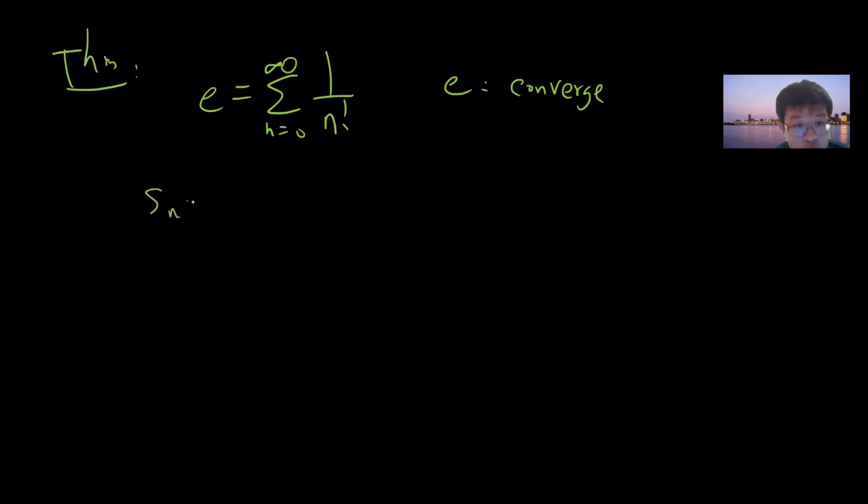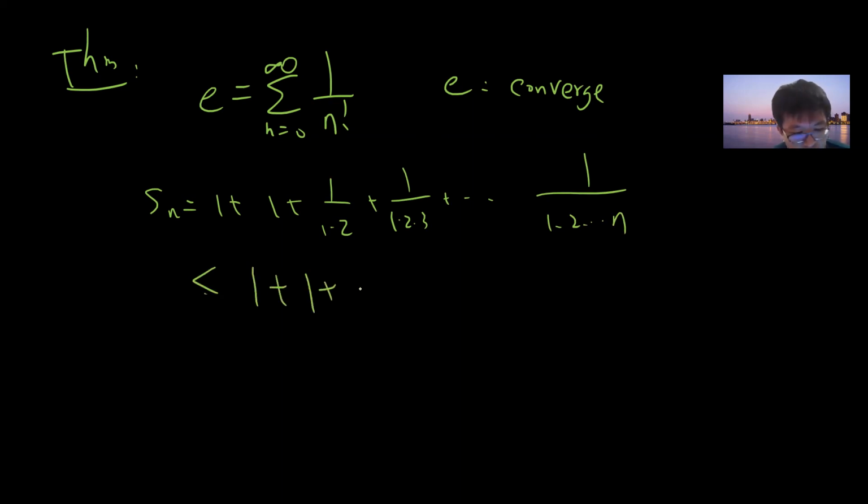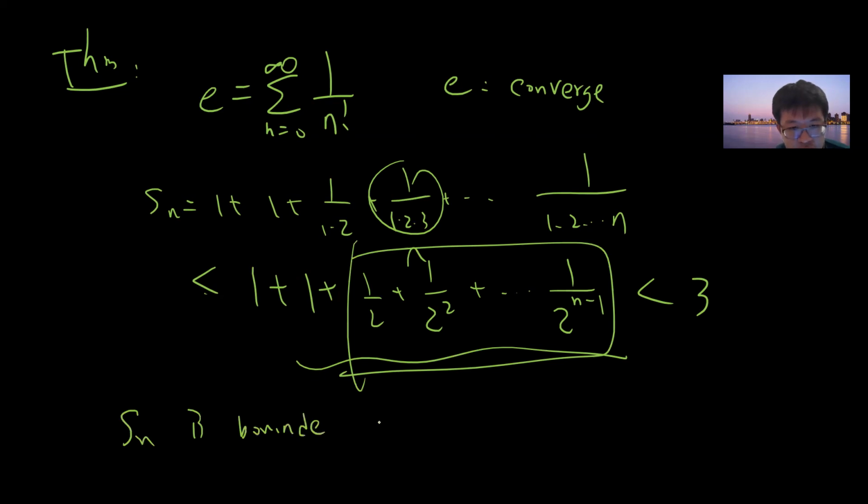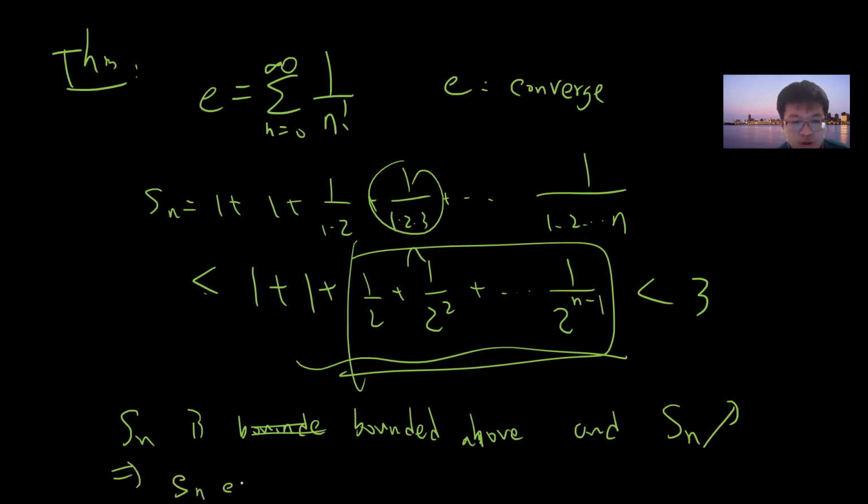Okay, so this is trivial. Let's say S_n is the partial sum, 1 up to 1 over n factorial. So this S_n is less than 1 plus 1 plus 1 over 2 plus 1 over 2 squared, and keep going, you get 1 plus 1 over 2 to the n minus 1, which is less than 3, because this is a geometric series. Okay, so S_n is bounded above. And it is monotone, right? So by the monotone convergence theorem, the limit of S_n exists as n goes to infinity.